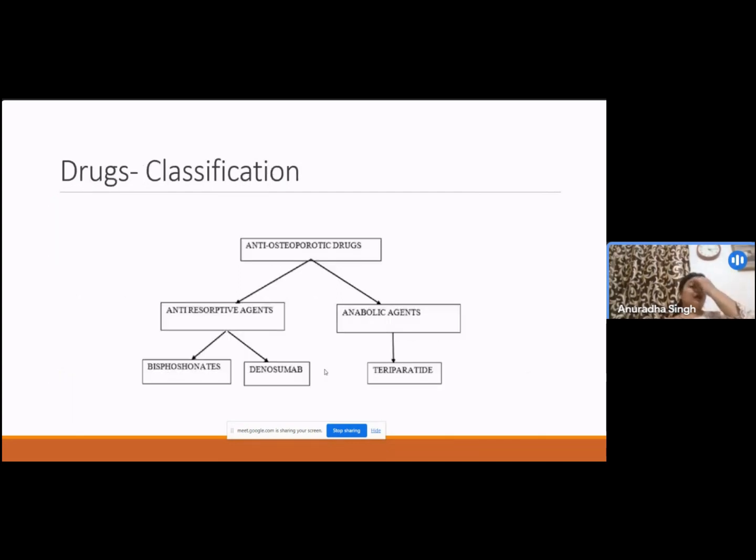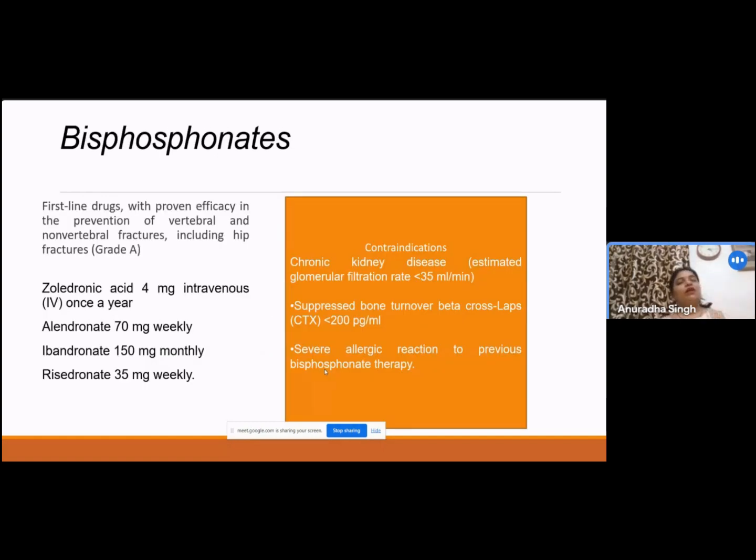Now, the drugs which are used are basically two types. One is anti-resorptive agents, one is anabolic agents. The anti-resorptive agents are bisphosphonates and denosumab, and the anabolic agent is teriparatide. We will be briefly touching all these 2 to 3 groups of drugs. Now, these bisphosphonates are basically the first line drug with a proven efficacy for prevention of fractures, including the hip fractures. It is a grade A recommendation.